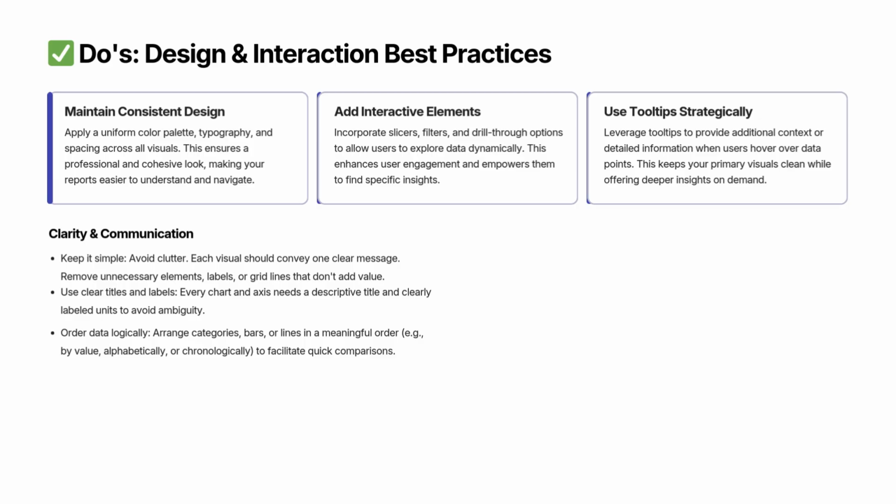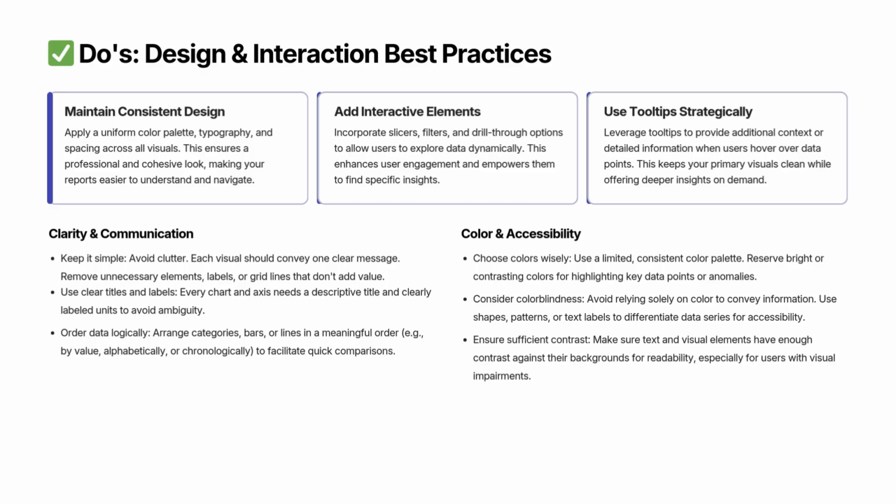For color and accessibility, choose colors thoughtfully. Use a limited and consistent palette, and reserve bright or contrasting colors to highlight key information. Keep in mind colorblind users. Don't rely solely on color to convey meaning. And always ensure sufficient contrast between text and background so your visuals remain readable for everyone.